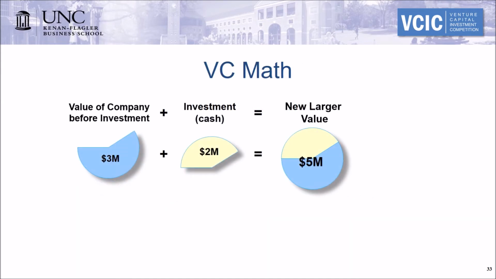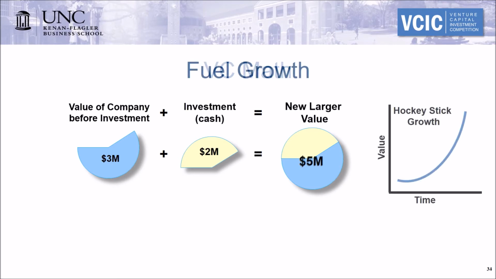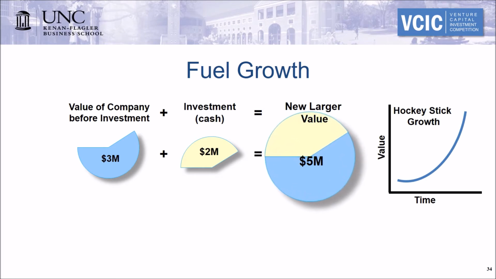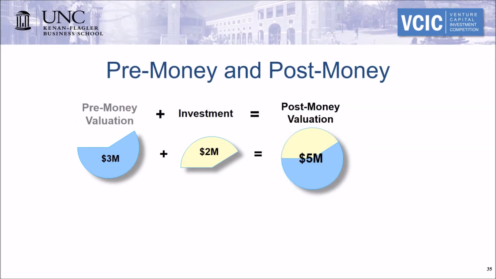VC math is pretty straightforward algebra. You take the value of the company before the investment, you add cash from the VCs, and the startup is now worth more by the exact amount of cash that the VCs put in the startup's bank account. The theory is that the startup will take that cash and convert it into growth, thereby making the startup worth more for everybody. The terms that VCs use are pre-money valuation and post-money valuation. Note that it is the pre-money valuation that prices the round.